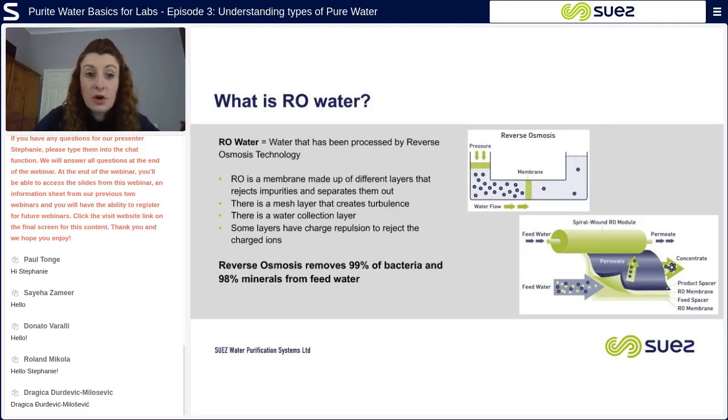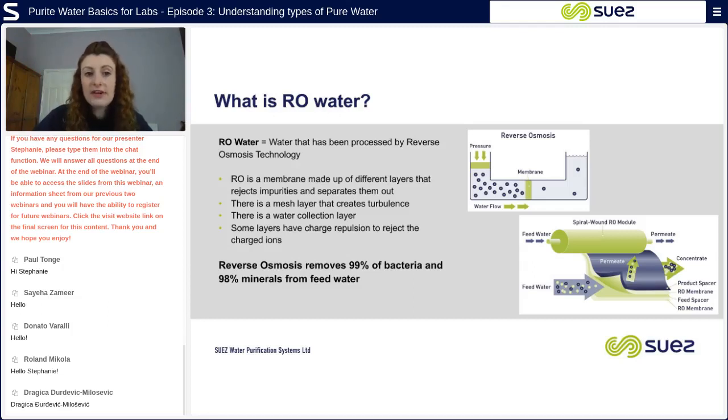What is RO water? RO water is water that has been processed by reverse osmosis technology. Reverse osmosis is a spiral wound membrane made up of different layers that rejects impurities. There's a mesh layer that creates turbulence. There are layers with different sized pores. Some layers have charge repulsion to reject the charged ions.